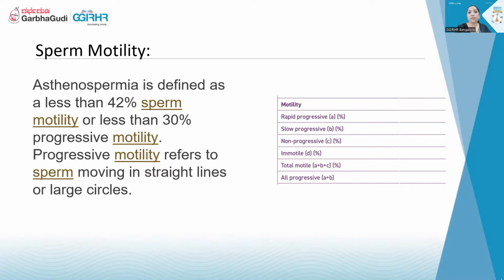Progressive motility refers to the movement of the sperm as such. Under motility, you again have different classes. You have rapid progressive, which is defined as A, and it is expressed as a percentage. You have slow progressive, non-progressive, immotile, and the total motile, that is A plus B plus C. You will also have rapid plus slow progressive, and the non-progressive, and altogether that is the total motility. All progressive should also be noted down. On the right-hand side, you can see the different definitions. These have to be calculated individually and reported.